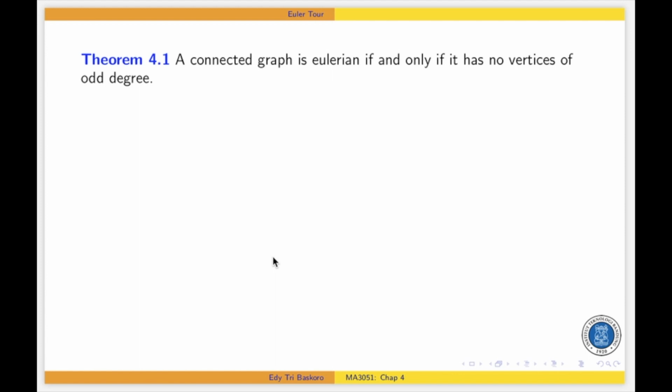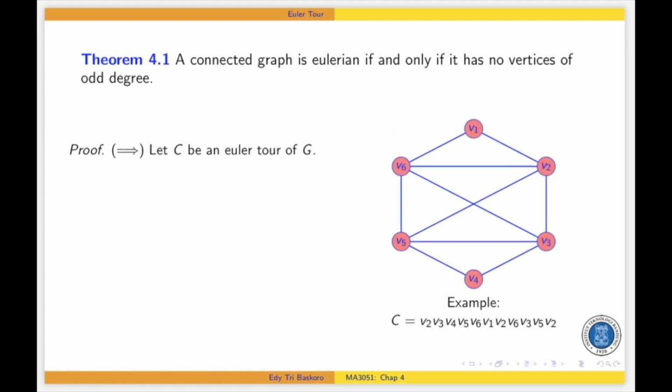Now we have the famous Euler theorem here. A connected graph is Eulerian if and only if it has no vertices of odd degree. Okay, now we are going to see the proof from left to right. Let's say we have a graph G that is Eulerian, so that means we have an Euler tour of G. Let C be an Euler tour of G.